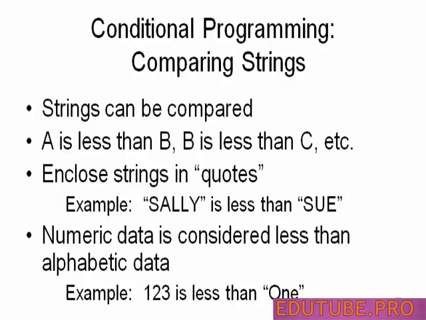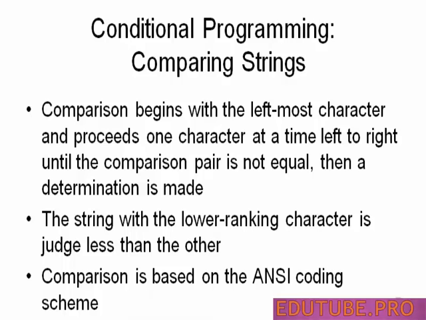The example 1, 2, 3 is considered less than the word one, O-N-E. When comparisons take place, it happens left to right with the leftmost character and proceeds one character at a time until the comparison pair is no longer equal. Then a determination is made. Once again, that determination is based on the American National Standards Institute, or ANSI, coding scheme. The string with the lowest ranking character is judged less than the other.